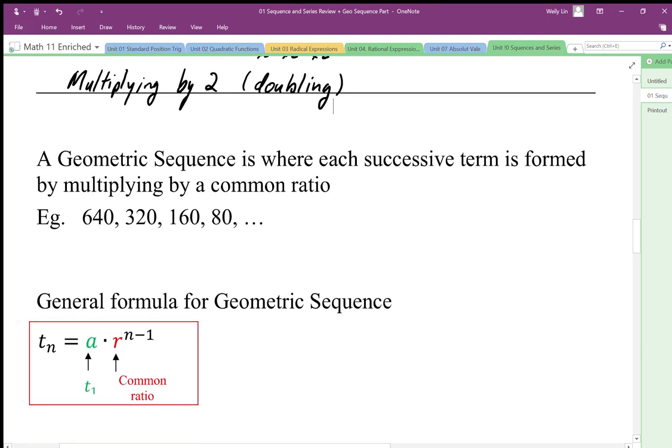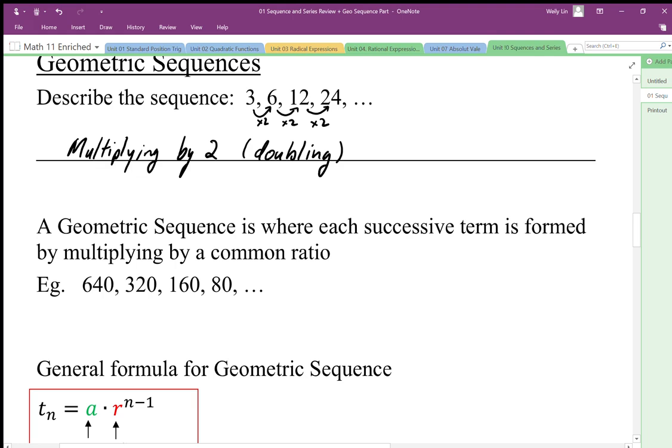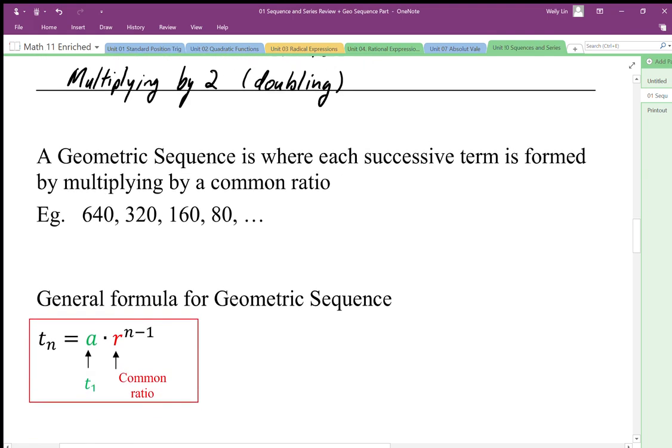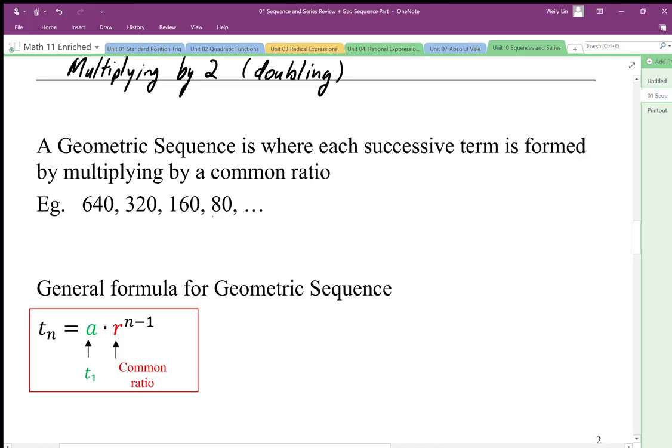So here we have a geometric sequence. Each successive term is going to be formed by multiplication. And we call that multiplier a common ratio. So we multiply by a common ratio. In this case above, it was times by 2, so the common ratio is 2. In this case here, we're halving. And so our multiplier is 1/2. So we times by 1/2, times by 1/2, times by 1/2. So our common ratio we call R. In this case, the common ratio R is equal to 1/2.